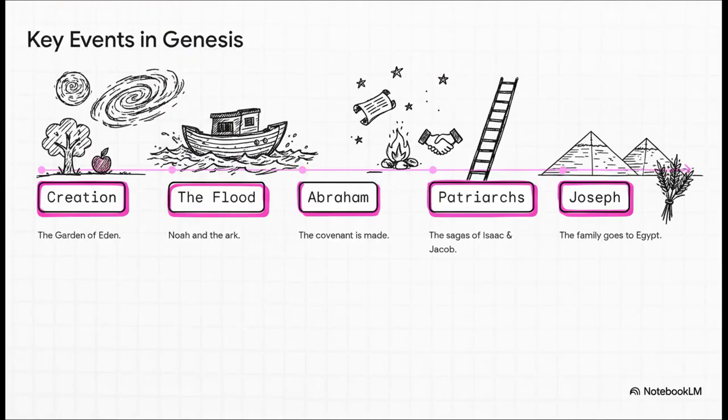And just to give you a sense of the scale here, Genesis covers this massive sweep of time. We're talking from creation and Eden, all the way to the Great Flood, Abraham's covenant, and then the whole family saga with Joseph in Egypt. And through all of that, the cultural rules of the day were absolutely central to the story.